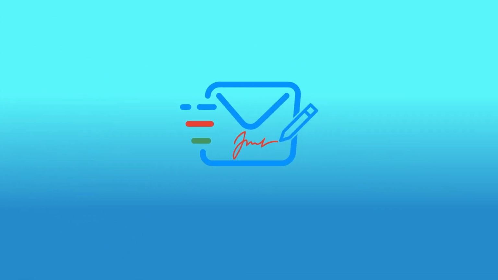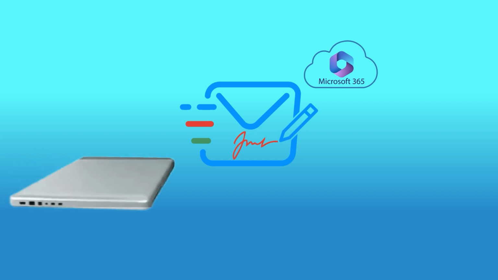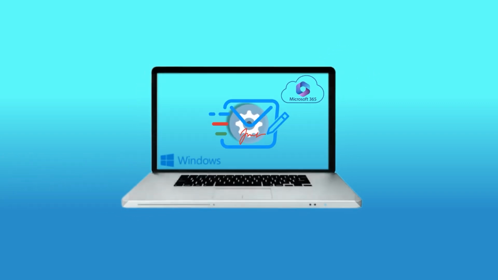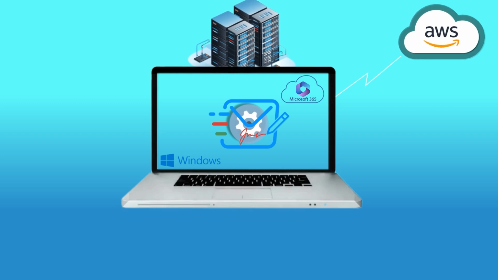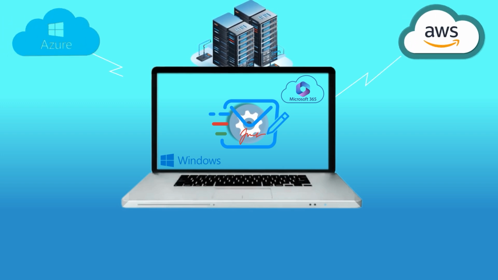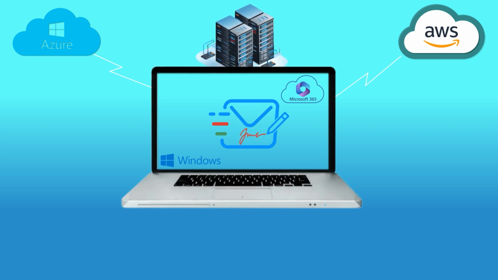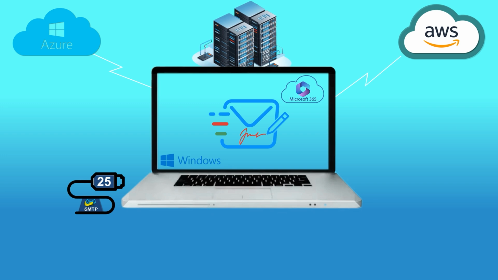the ExSign Microsoft 365 agent is developed to work as a desktop utility and can be installed on any standalone Windows machine on your own premises or a machine in any cloud service such as Amazon Web Services, AWS, or Microsoft Azure. However, it cannot be installed on an on-premises Exchange mailbox server that already has the ExSign transport agent. Additionally, outgoing SMTP port 25 should remain open in the firewall.